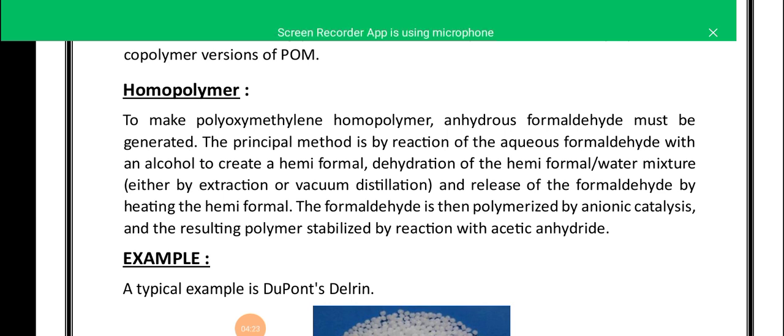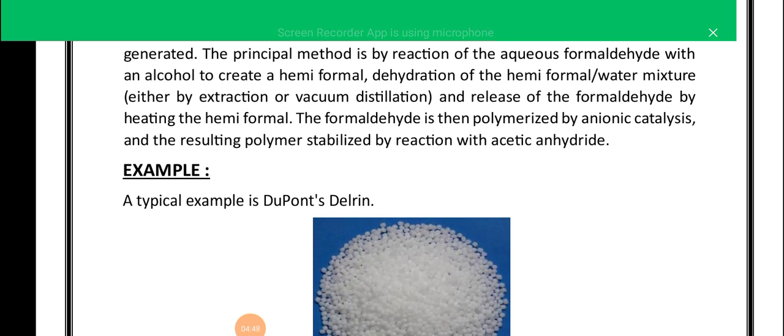Now we react anhydrous formaldehyde with an alcohol to create a hemiformal. Then the hemiformal mixture is dehydrated by extraction or vacuum distillation, so the water is extracted, and then by heating the hemiformal we release formaldehyde. This formaldehyde is then polymerized by anionic catalysis and the resulting polymer is stabilized by reaction with acetic anhydride. The example of homopolymer is DuPont's Delrin.